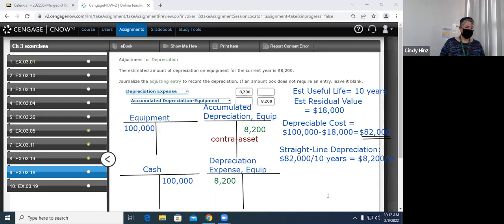Contra means against. To contradict someone, you speak against them, right? You say the opposite of what they said. If you're contrary, it means that you go against people, right? A contra account, and this isn't the only contra account we will see this semester. A contra asset account goes against the asset. So it has a normal credit balance. So I could put the minus sign over here and the plus sign over here.